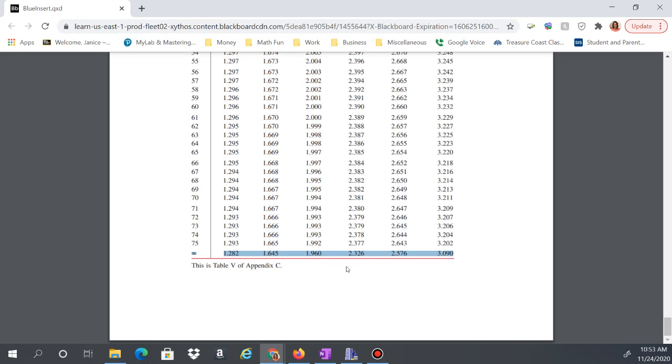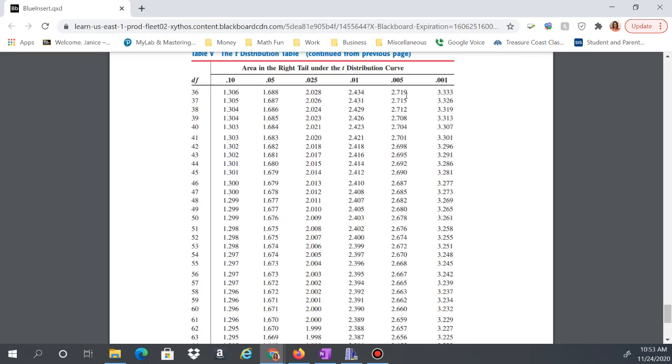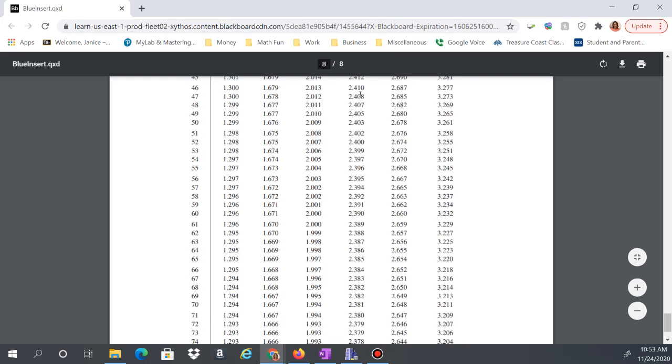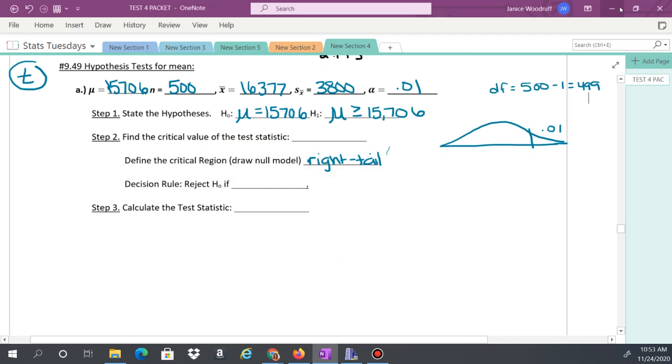Okay, so use the infinity value to find the t-value with the degrees of freedom, and then a significance level of 0.01. So that is going to be this row right here, 1, 2, 3, 4. The fourth row, all the way at the bottom, 2.326. So that's going to be our critical value. So that's going to be right here, 2.326.